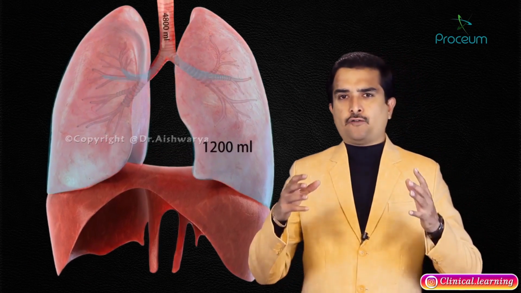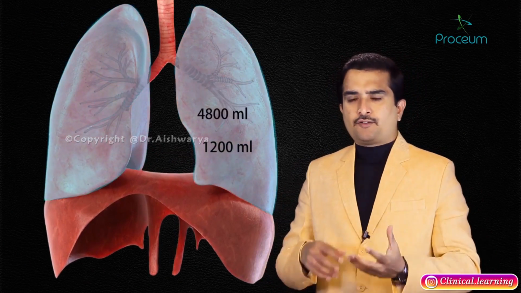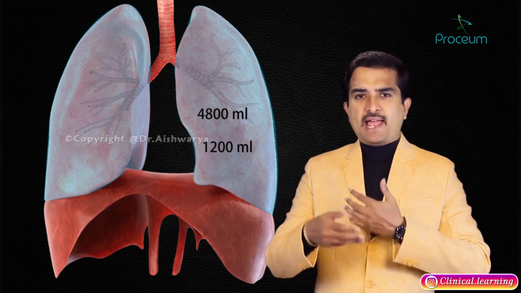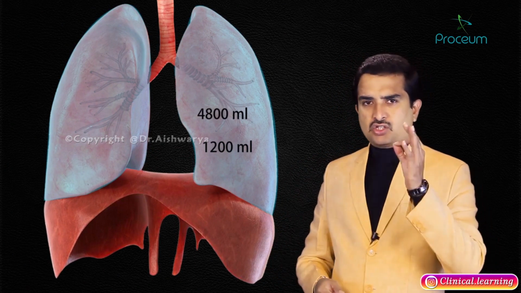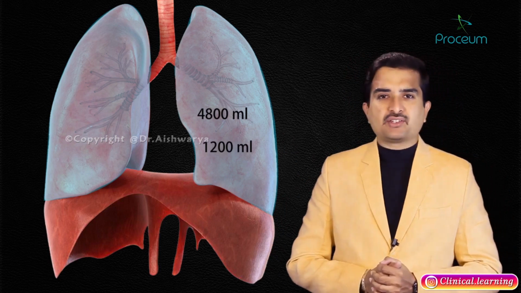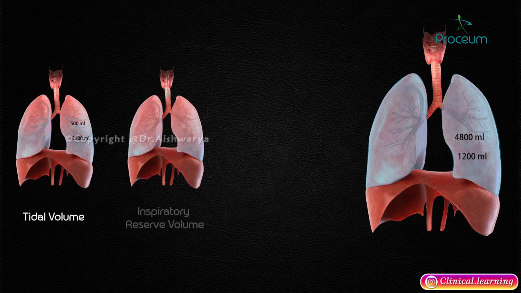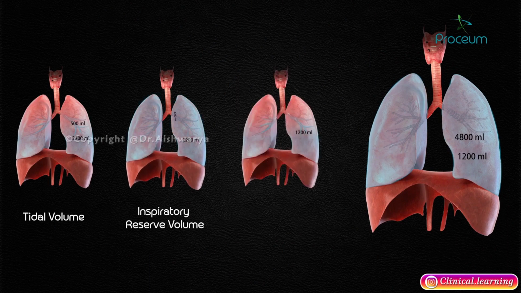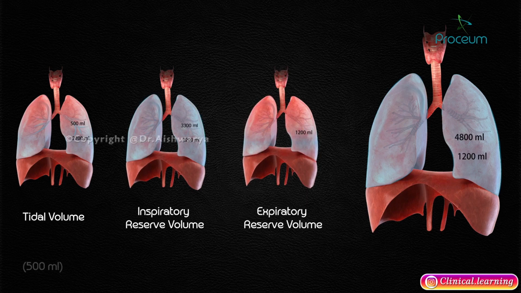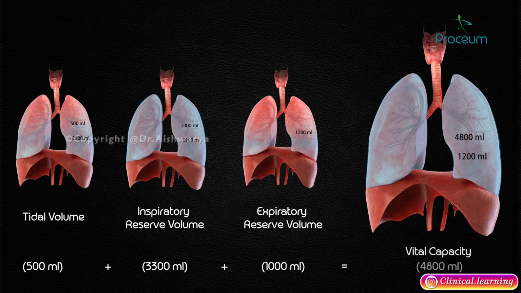The maximum amount of air that can be expired from the fully inflated lung, or maximum inspiratory level, is called the vital capacity. This represents tidal volume plus inspiratory reserve volume plus expiratory reserve volume. We know that the tidal volume is 500 ml, the inspiratory reserve volume is 3300 ml, and the expiratory reserve volume is 1000 ml. So the total is 4800 ml, which is the vital capacity.